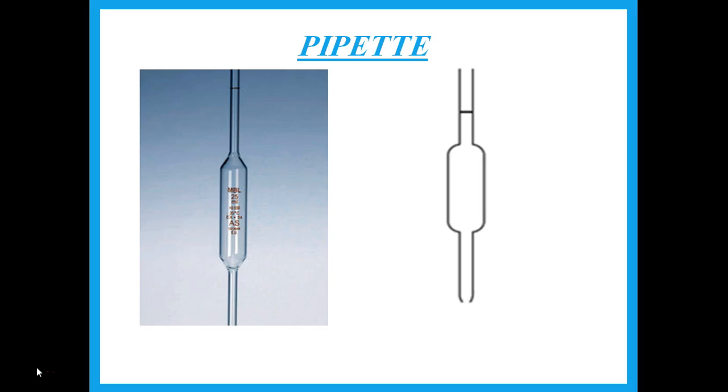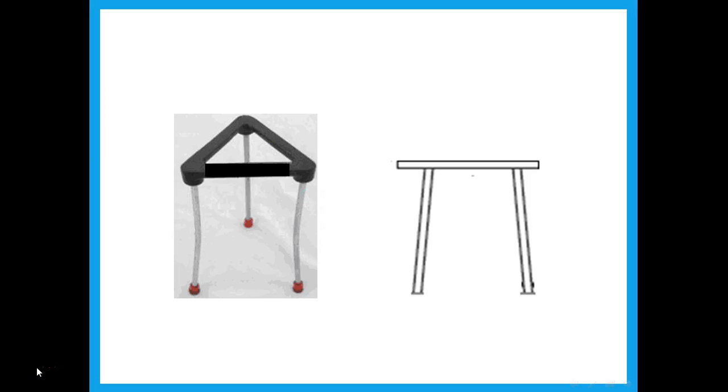Remember, it doesn't have graduations. It just has a mark that shows you if you fill it to that mark, then it is exactly 25. It also does not have a tap. So this is a pipette. Okay, this is something that we put our beaker on or our flask on in order to heat it. So this is called a tripod stand.